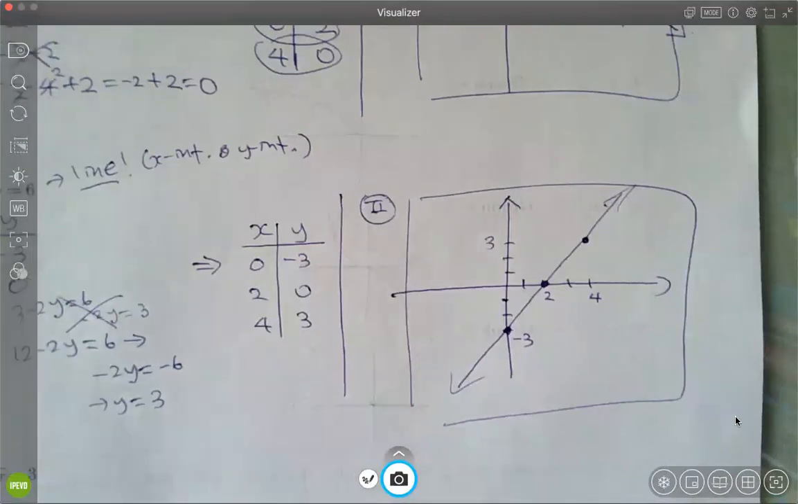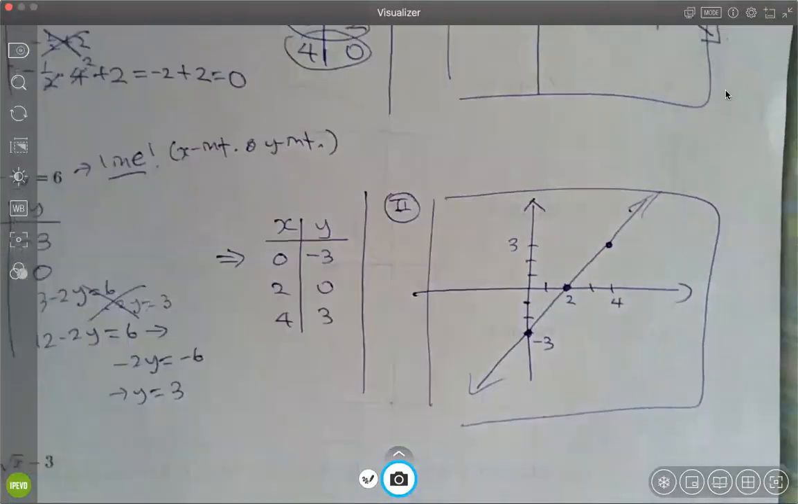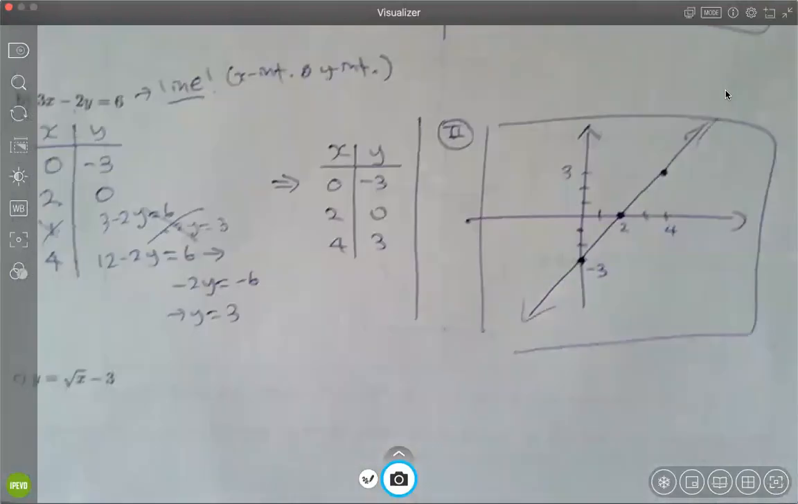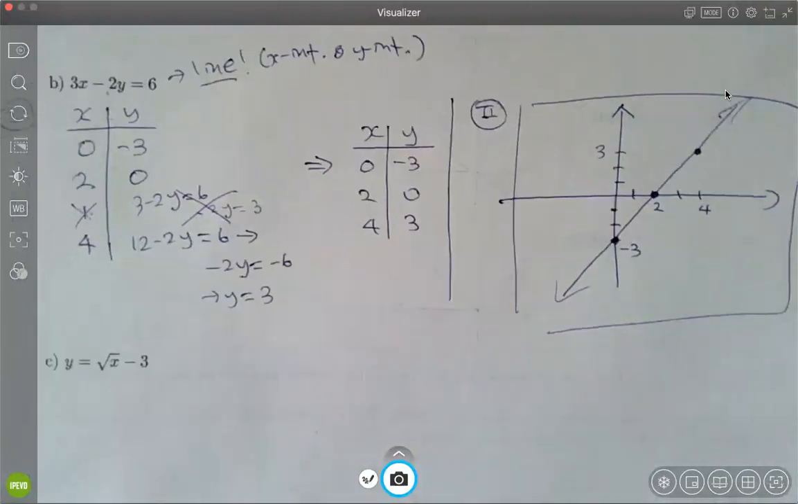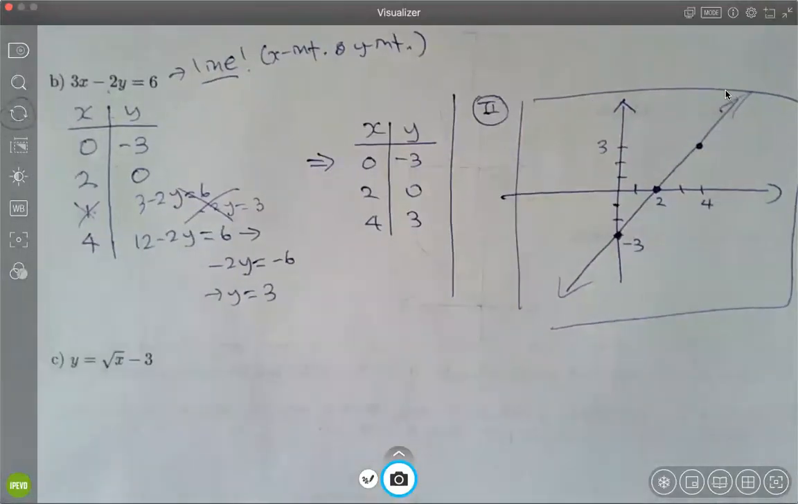Okay? So now, that is B. And then C. Okay, so C, you have y equals square root of x minus 3.